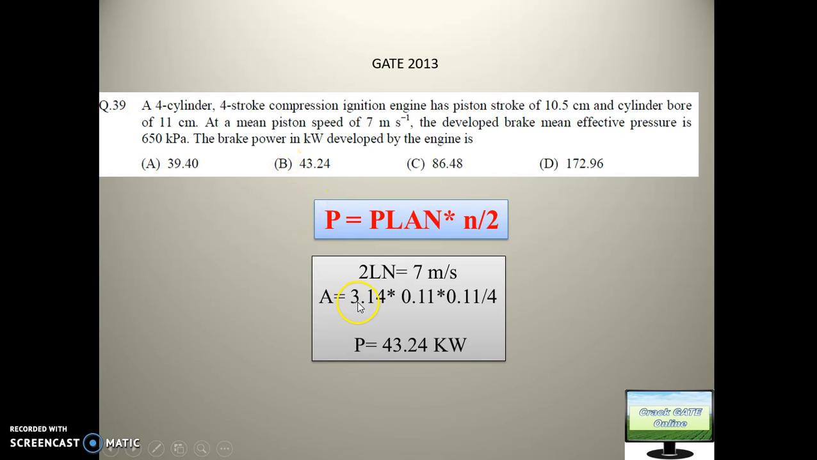I'll repeat it once again. P value is given, 650 into 10 to the power 3. LN you have calculated from here, 3.5. A value you calculated from here, and n is number of cylinders, that is 4, upon 2 for a 4-stroke engine. So when you multiply it, you will get the value of 43.24 kilowatt. So B will be your answer.